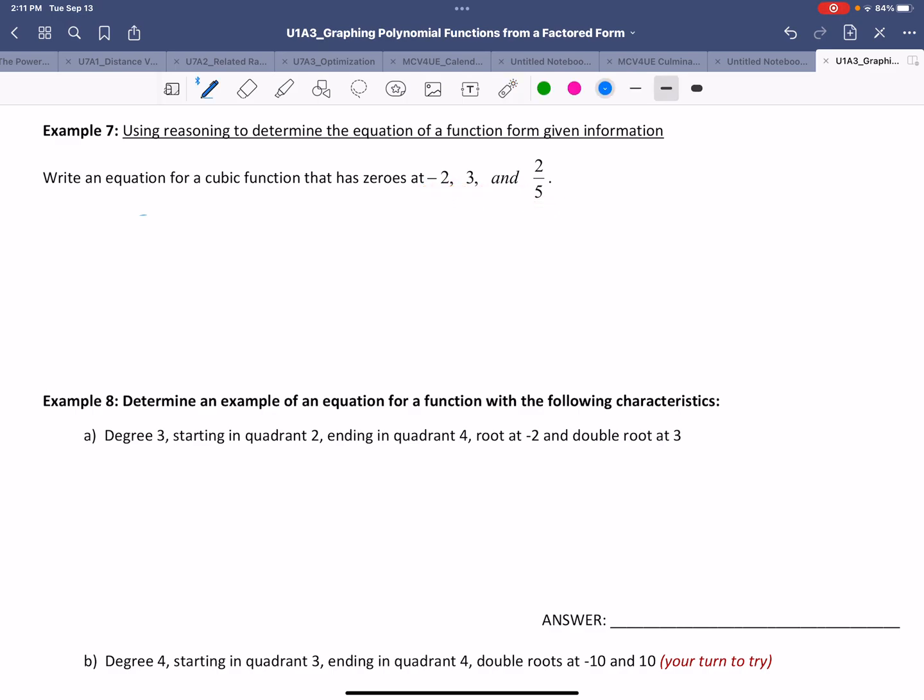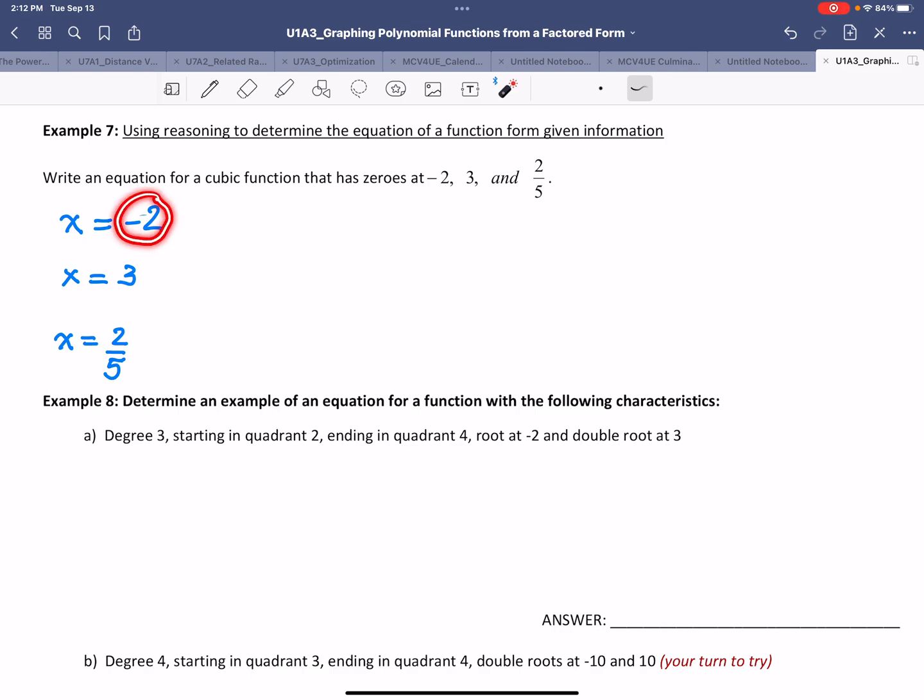We'll start off by listing the zeros. So zeros or x-intercepts means the same thing, or roots. So we'll write x equals -2, x equals 3, and x equals 2 over 5. Next, we will have to create the factors that we have used to find the roots of this equation. So you can think of it as if we are unsolving this equation where we got the roots from.